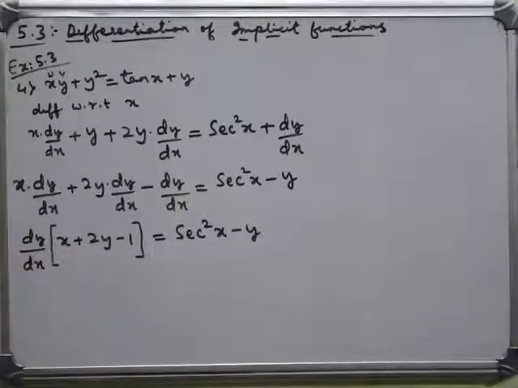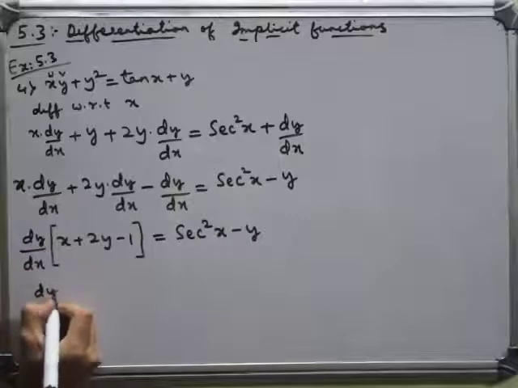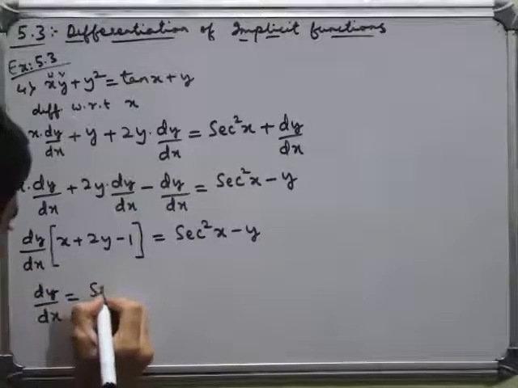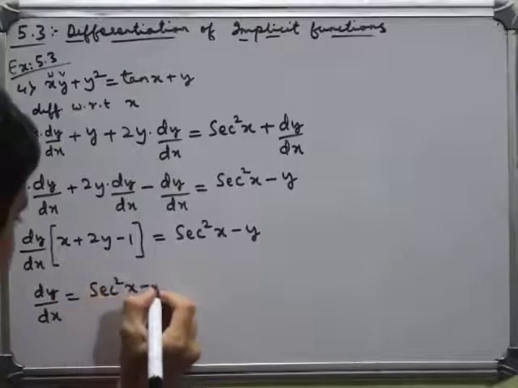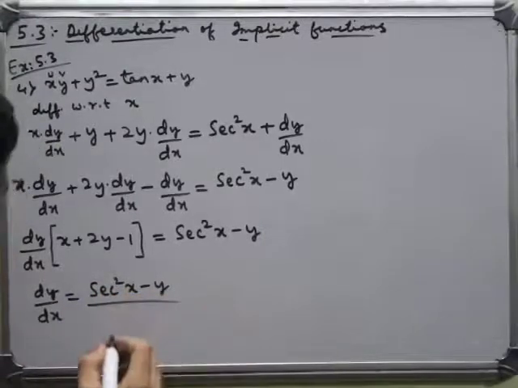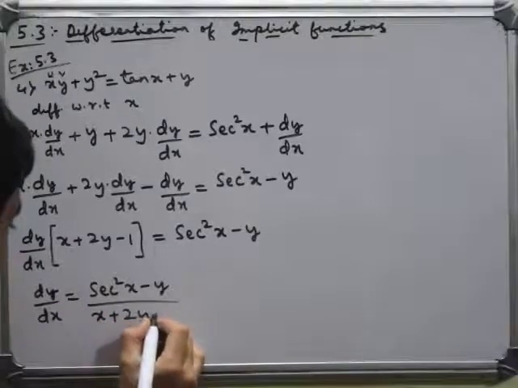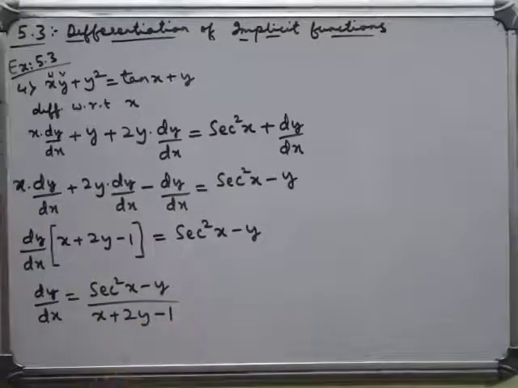So at last we have to write the final answer, that is dy by dx is equal to secant square x minus y divided by x plus 2y minus 1. Okay, this is the solution for question number 4. So let's move on, we will solve fifth question.